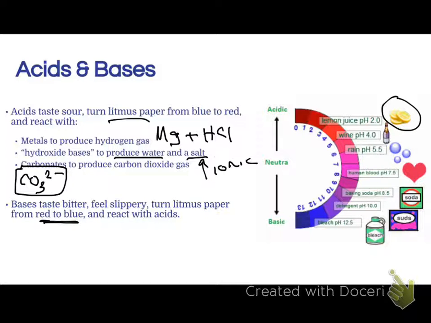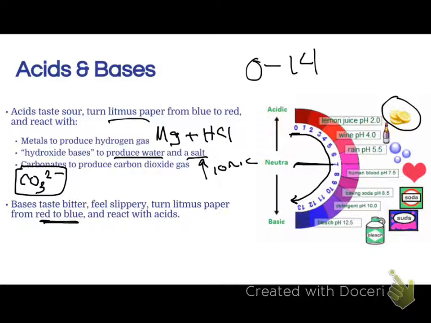Acids and bases are often measured on the pH scale, which begins at 0 and goes all the way to 14. For the purposes of our class, the pH scale is going to be from 0 to 14. Things that are lower on the scale are more acidic, and things that are higher up are what we call basic. Neutral means that it's a pH of exactly 7, right in the middle.